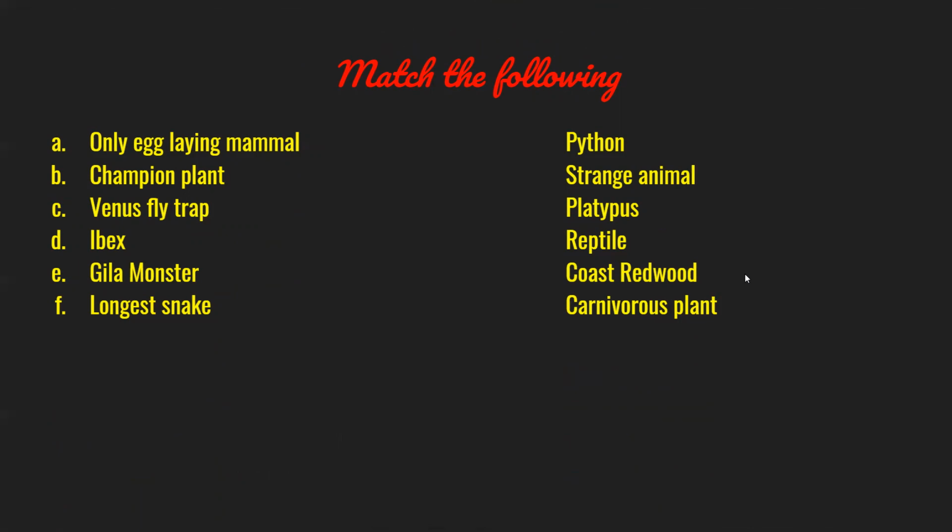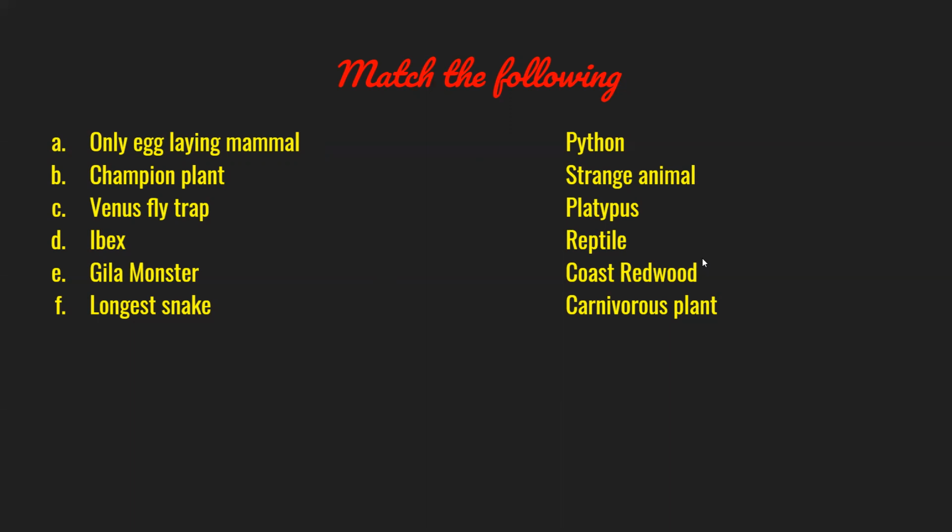Venus flytrap. The Venus flytrap traps insects. They are carnivorous plants. Ibex, Gila monster, and the longest snake. Which is the longest snake? Ibex. What is an ibex? Why is it called like this? The ibex is a wild goat found in the mountains, and it has long curved horns, and they live in herds, not alone.